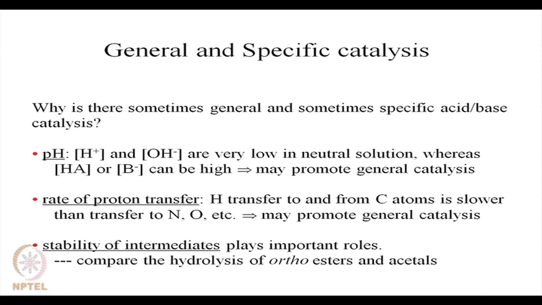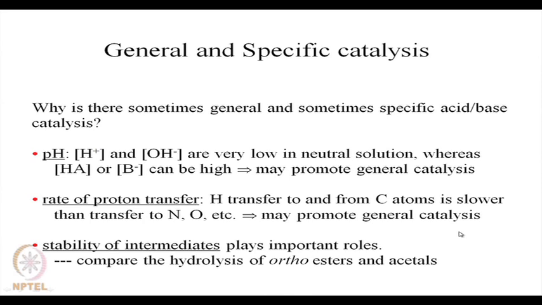So, general and specific catalysis: why is there sometimes general and sometimes specific acid base catalysis? Let us think in terms of pH. H plus and OH minus are very low in neutral solution, whereas HA or B can be high. So, this may promote general catalysis. The rate of H transfer to a carbon atom or from a carbon atom is slower than transfer to nitrogen or oxygen or transfer from nitrogen or oxygen, etc. So, this may promote general catalysis.